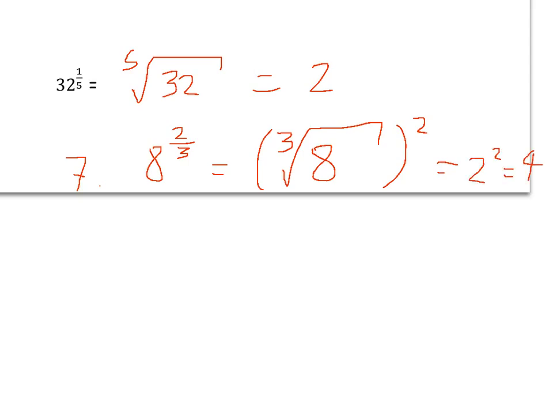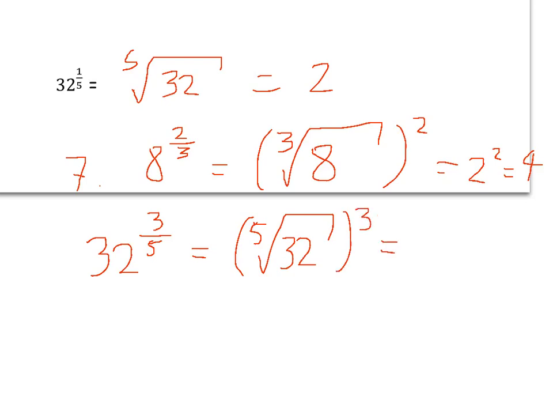Let's look at another example. So 32 to the power of 3 over 5. So remember, this means we're looking at the fifth root of 32, and then we're going to take the answer and we're going to cube it. So the fifth root of 32 we found up here was 2, and then we're going to cube that answer. So that's 8. 2 times 2 times 2 is 8. And they're the 7 rules of indices which you've got to learn for your GCSE exam.